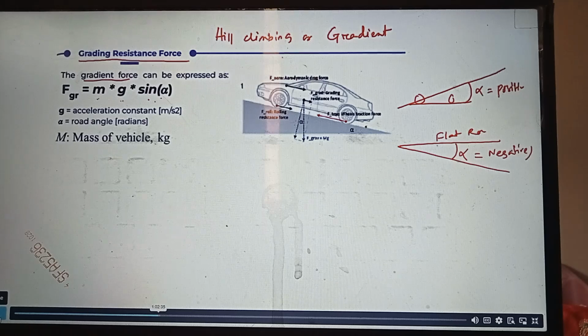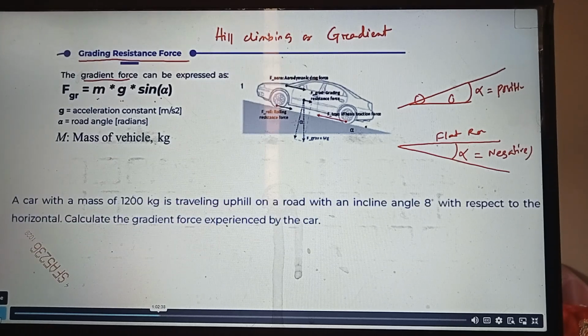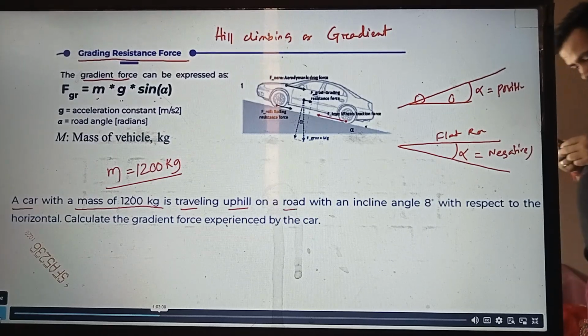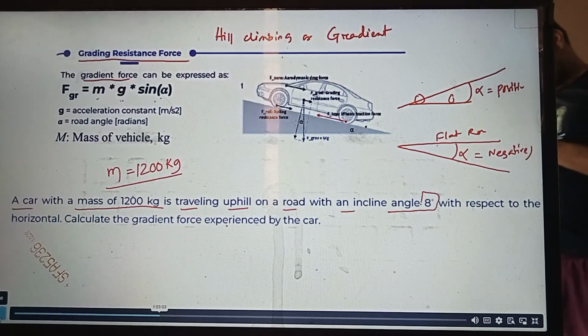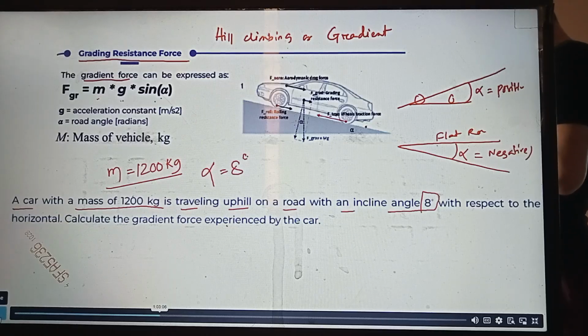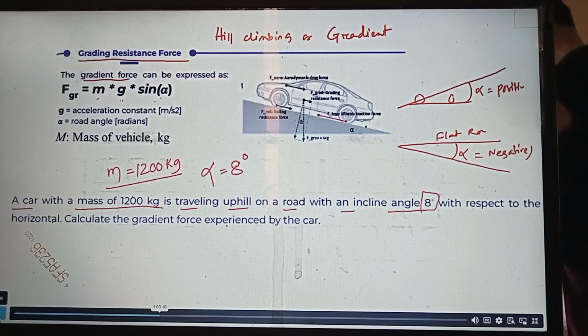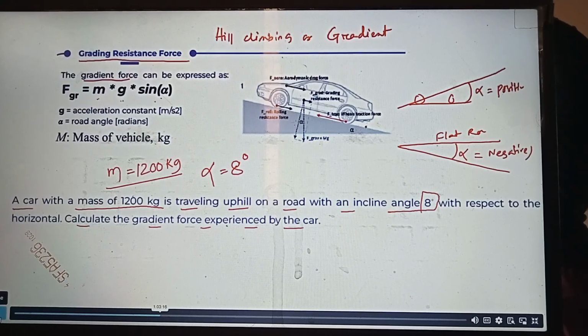Alpha is the gradient angle. So with this, let us solve this problem. In case you are finding it very small in font, let me repeat. There is a car with a mass of 1200 kg. That means m is 1200 kg. It is traveling uphill, that means alpha is positive, on a road with an inclined angle of 8 degrees. That means alpha equals 8 degrees with respect to the horizontal. Calculate the gradient force experienced by the car.